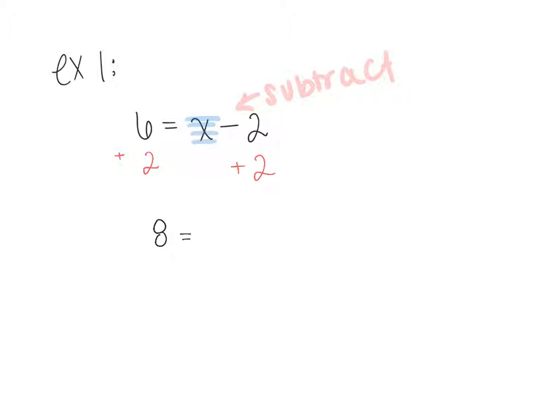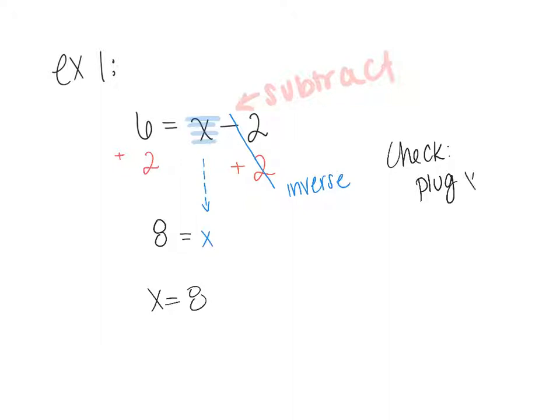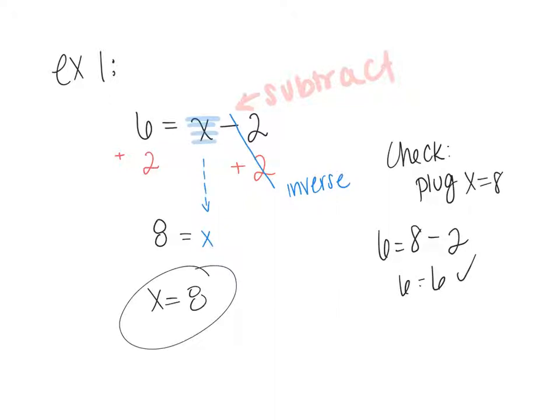And then on this other side, negative 2 plus 2, they cancel each other out. That's why it's called the inverse. And I always want to cancel out the number that's on the same side as the x. Now that'll leave me an x. So I'll have x equals 8. You can also write this as that way. But your answer is 8. Now the way I check these is by plugging in x equals 8 to the equation. So I have 6 equals x, which x is 8, minus 2. Well, 8 minus 2 is 6, so 6 equals 6, which means yes, x equals 8 is my answer.